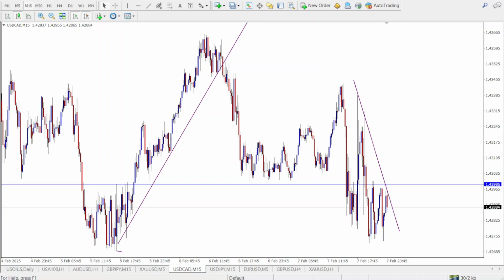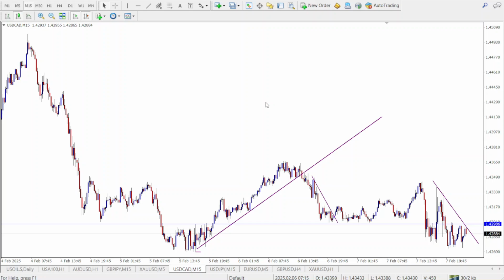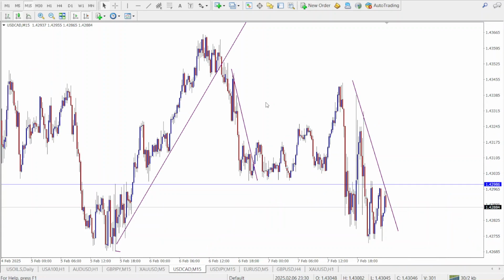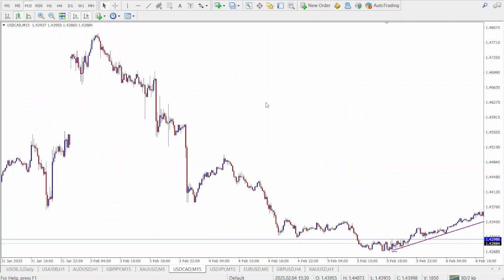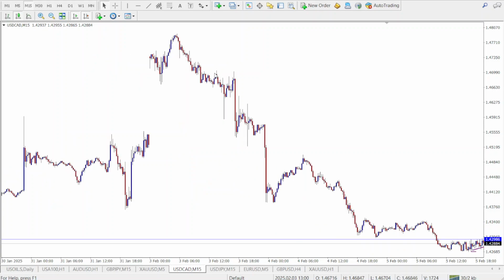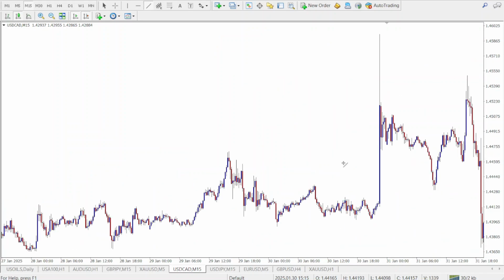Now, breakout patterns are powerful signals that indicate the market is about to make a big move, right? This happens when price breaks out of a range or a trend line or key level with strong momentum. For example, let's just look at a triangle breakout, because that is quite a nice example to use.